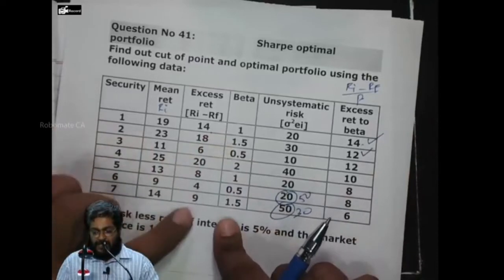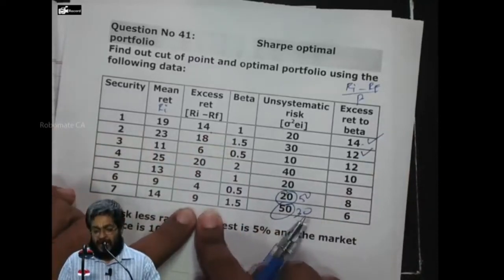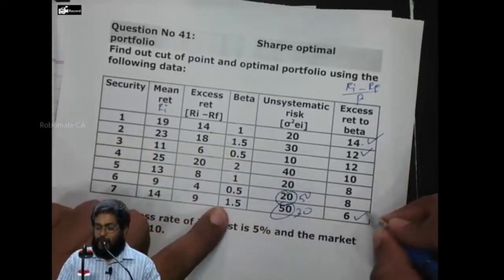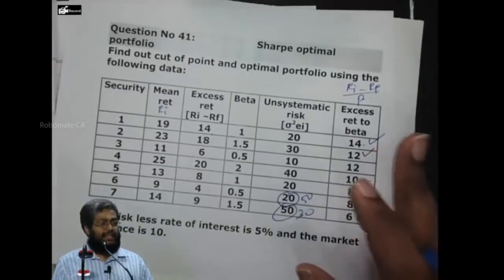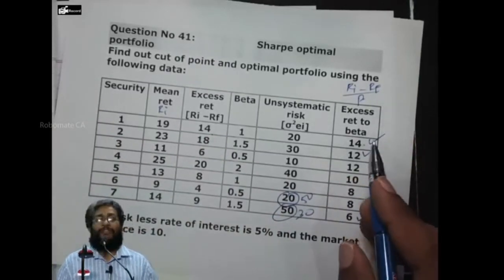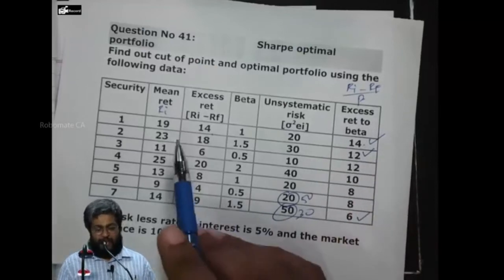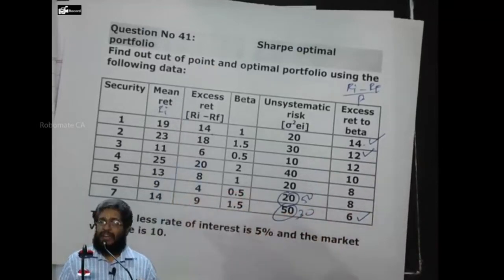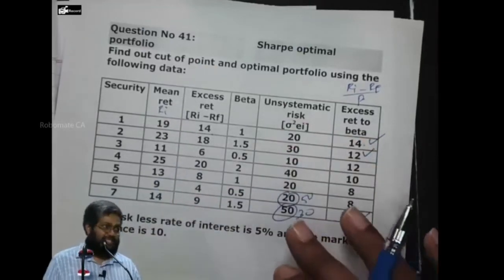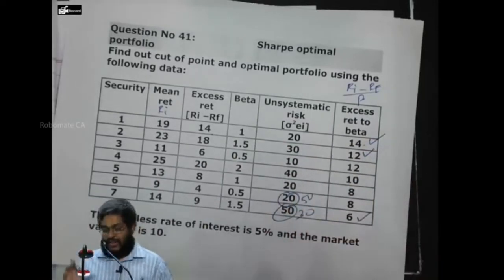Let's take the last. RI minus RF is 9. What is beta? 1.5. Gives you 6. So in most of the sums, even this should be calculated because it's going to be the first step. Yes or no? Some questions may give you only RI and then the risk-free rate. We should do the other calculations. Everybody following or not? So these are all the details given.